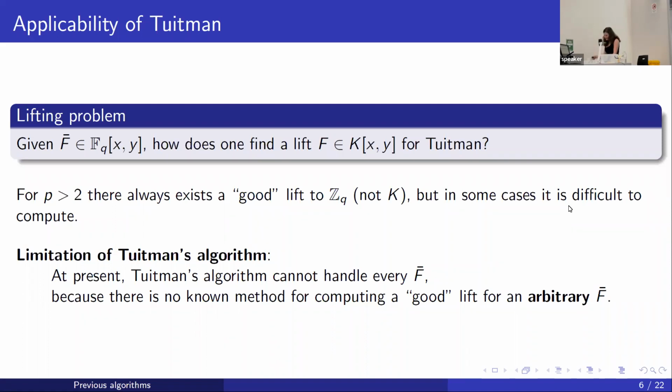There always exists a good lift in characteristic greater than 2, but in some cases it is difficult to compute this good lift. So at present, Teichmann's algorithm is not capable of accepting every possible input bar f over a finite field.